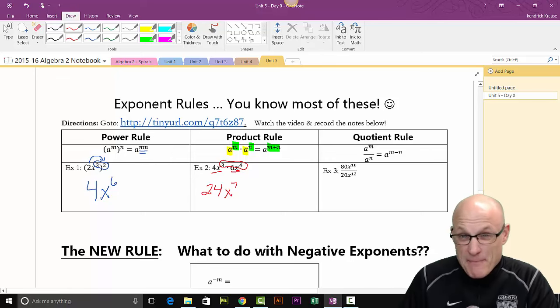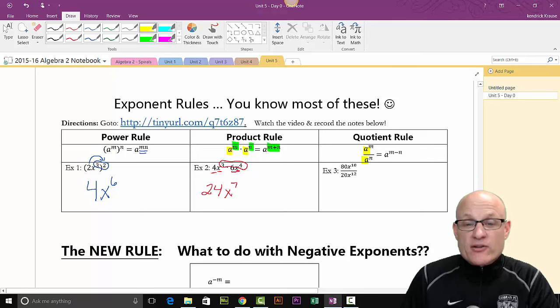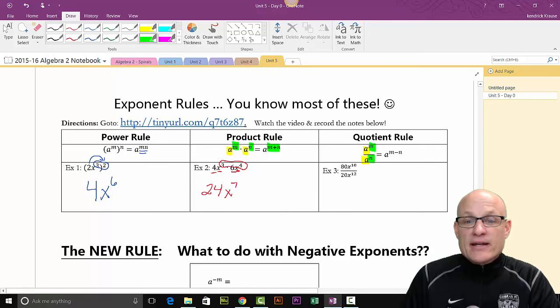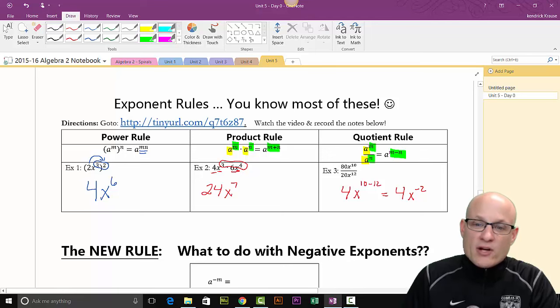So if we add when we multiply, then when we divide, we are going to subtract. So again, as long as the bases are the same, you take the exponents, the m and the n, and you subtract them. So first we'll take care of the numbers. 80 divided by 20 is 4. And then what we end up with is x to the 10 minus 12, which is really equal to 4x to the negative 2. Wherein lies our problem?